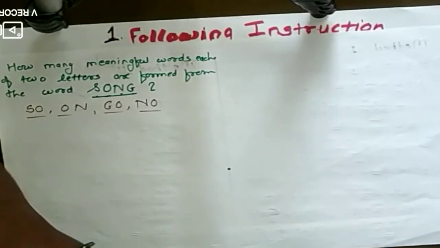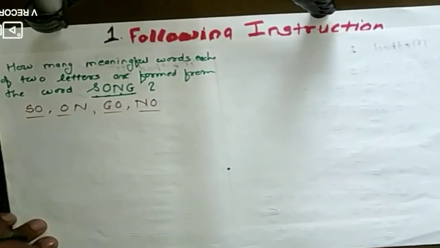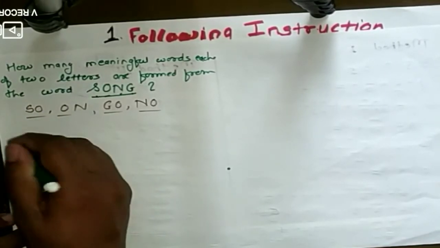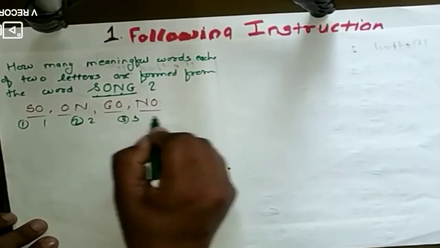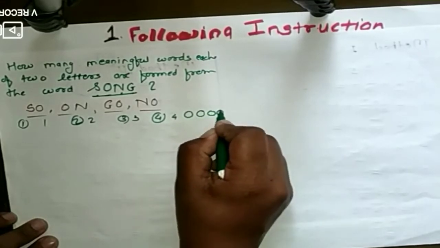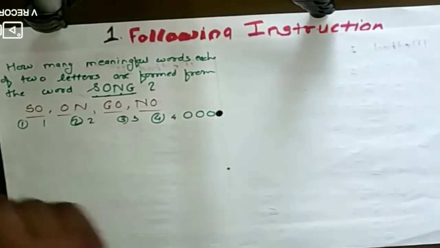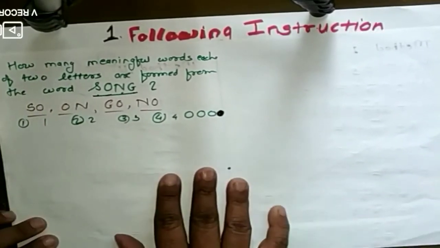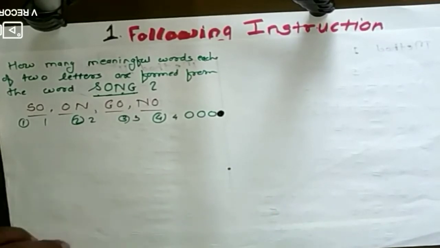Now how are the options given to us? Here they are giving the numbers 1, 2, 3 and 4. So which is the correct answer? 4 is the correct answer. You just circle the fourth one. In this way, these types of questions are also coming in the exam. Next we'll see the next part.